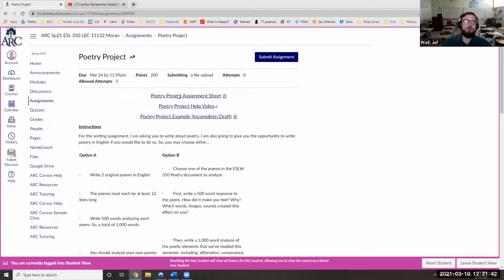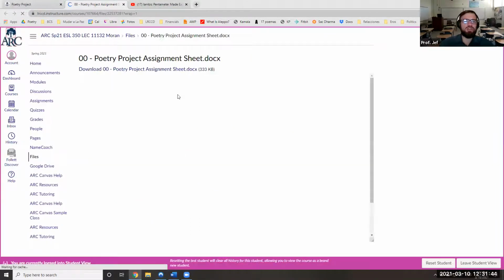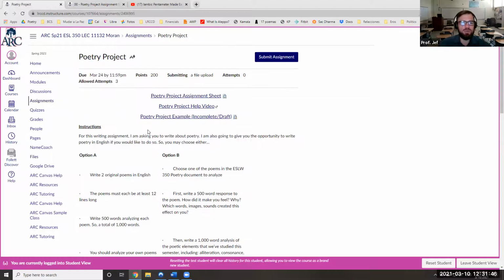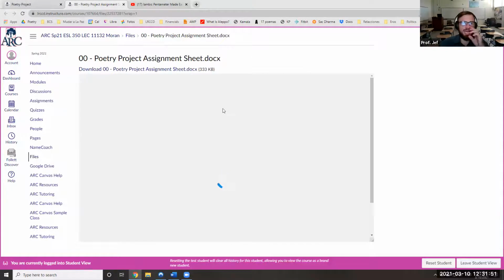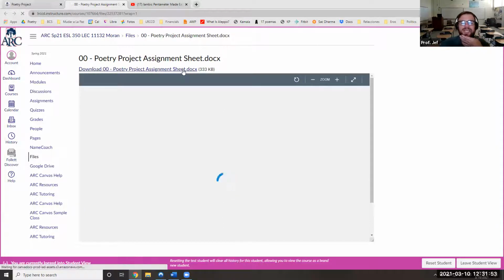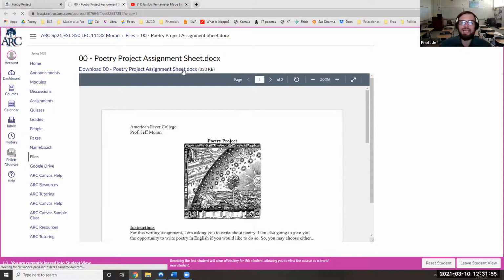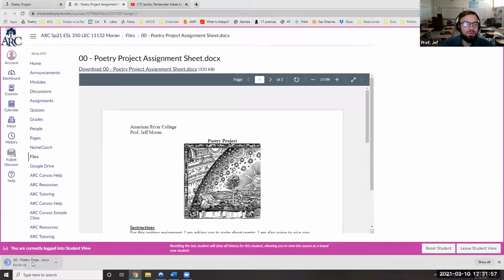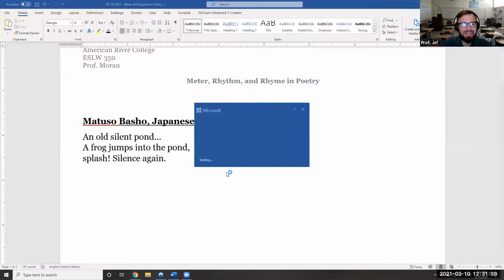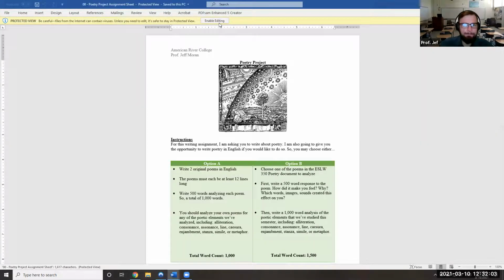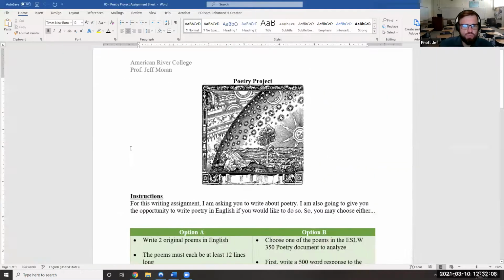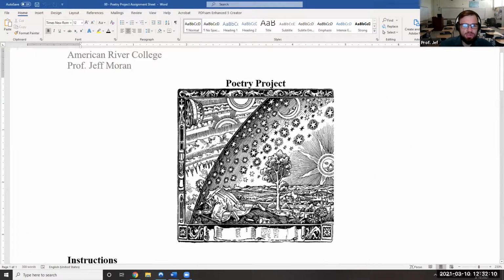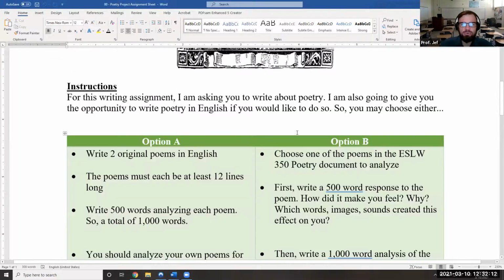But let's start with the poetry project assignment sheet. All of the information here, instructions, option A, option B, is exactly what's in this document. But as I've said, I think 3, 4, 5 times, I like to open the document and see it in the document. Okay. So here's what we're doing. Poetry project. And I'll just read through, stop me anytime.